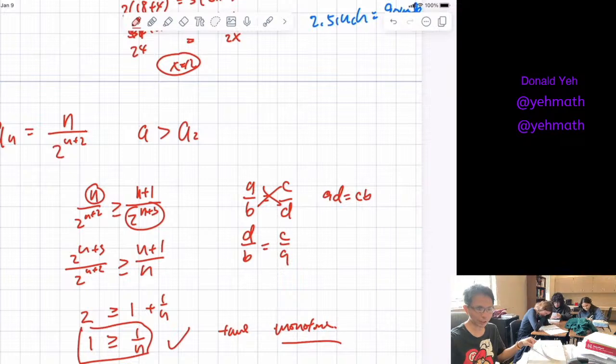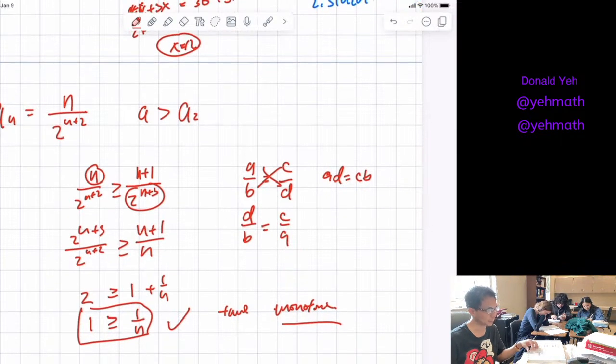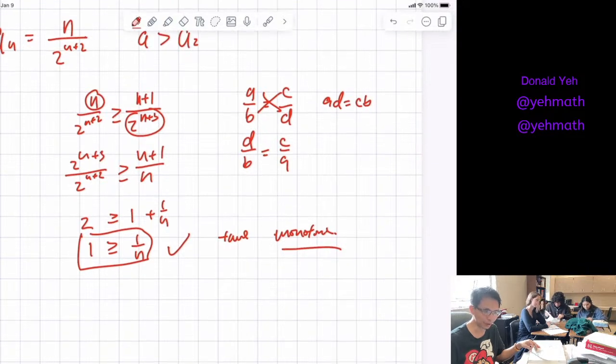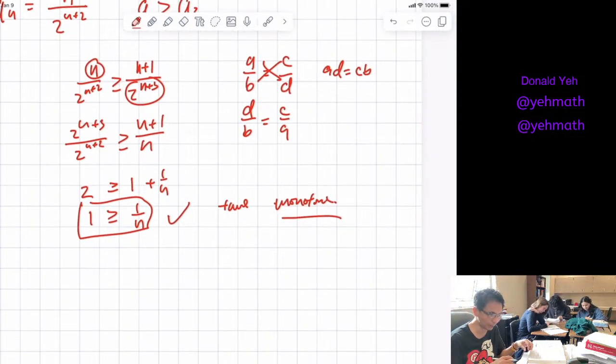Okay, so I'm going to double check the 53 on the answer key, so I'll get back to you. But we're going to talk about the next one. The next one is going to talk about what is the partial sum, and we're going to talk about telescoping series.